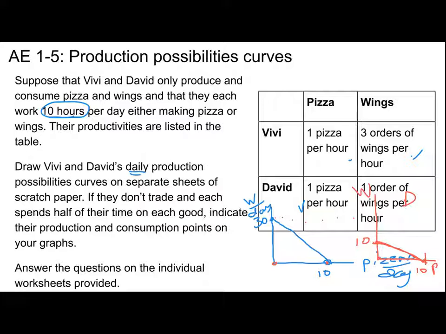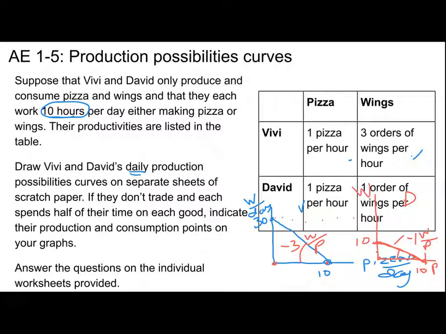But getting it roughly right, we can see right away that VV's opportunity cost of a pizza is much higher than David's opportunity cost of a pizza. Notice that the slope of each production possibility frontier, this is -3 wing orders per pizza order for VV. This is -1 wing orders per pizza for David.